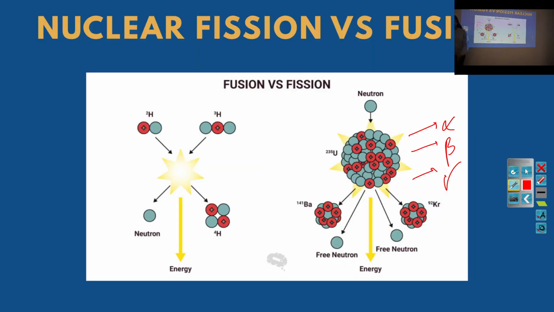We saw what happened in Hiroshima and Nagasaki, right? So that is also very destructive. So here, for nuclear fission to happen, we need something called fissile material, which can undergo fission very quickly.